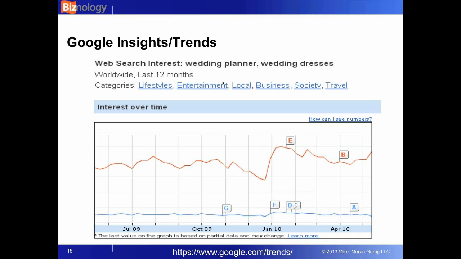So when you think about the keywords that you use, if you were in the wedding business and you were a wedding planner, you might think about wedding planner and wedding dresses. Or you might think about wedding planning with wedding dresses, or words that really get you to be included in the business that you're in, but also drive traffic to other services that more people are seeking.